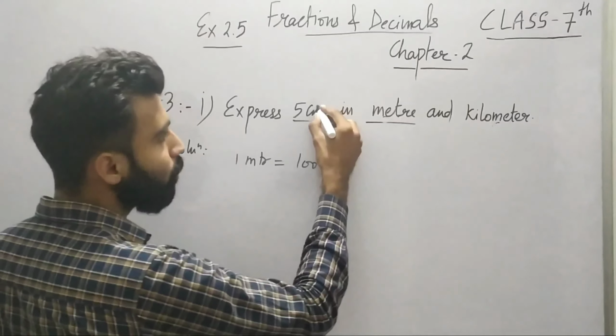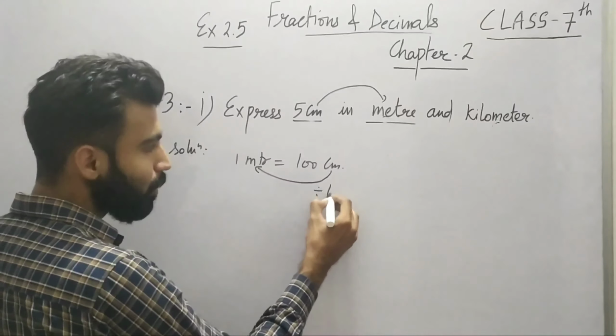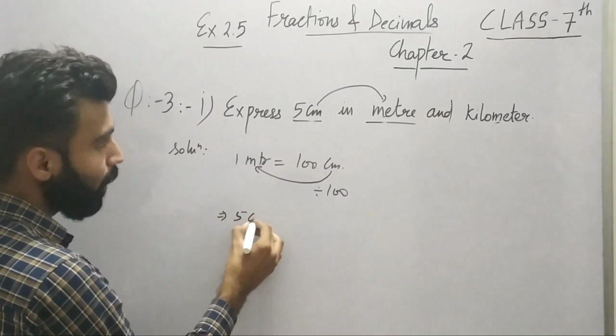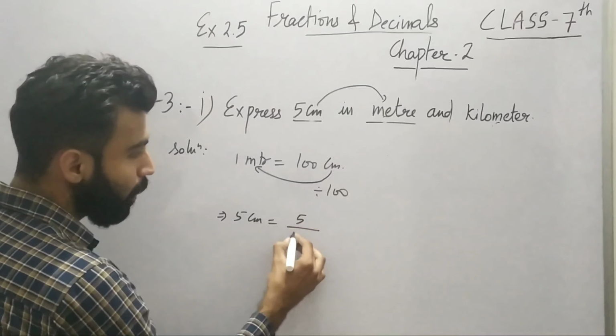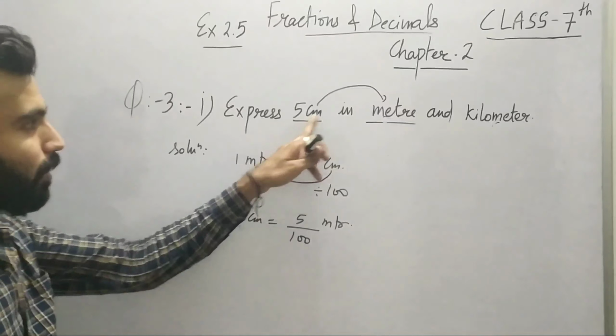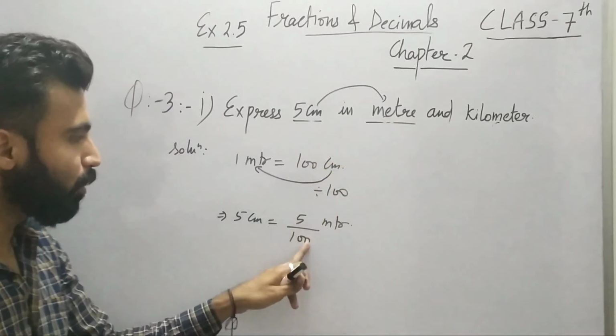Now I have told you that to convert centimeter into meter, what you have to do is simply divide by 100. So doing the same here, 5 centimeter is equal to 5 divided by 100. Now it is converted into meter. So to convert centimeter into meter, we have to divide by 100.